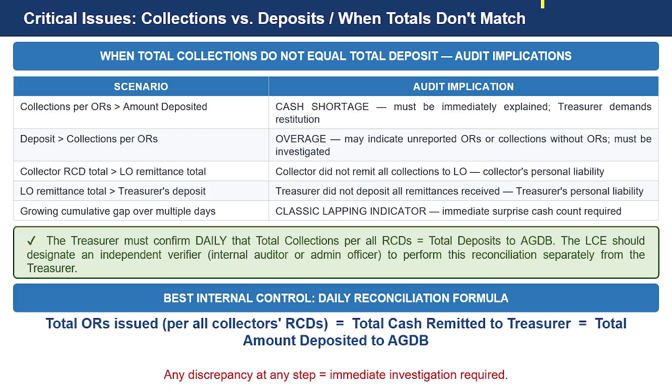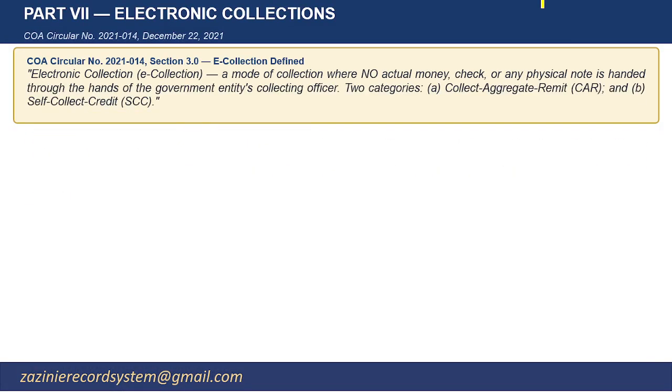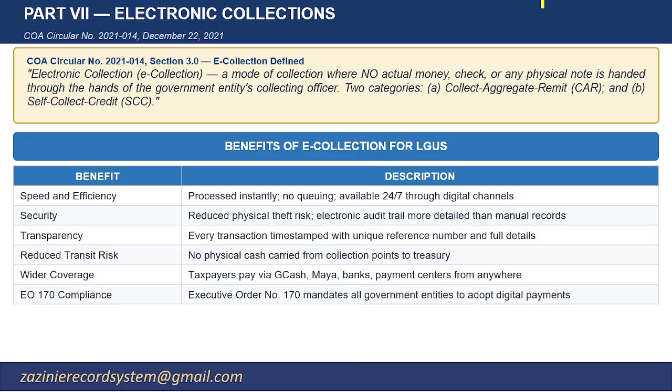Part 7. Electronic Collections. Commission on Audit Circular No. 2021-014 defines electronic collection as a mode where no physical money passes through the collecting officer's hands. There are 2 recognized schemes. Under collect, aggregate, and remit, an intermediary, such as a bank or digital wallet provider, collects on the government's behalf, and must remit the full amount, intact, within the next banking day, no exceptions.